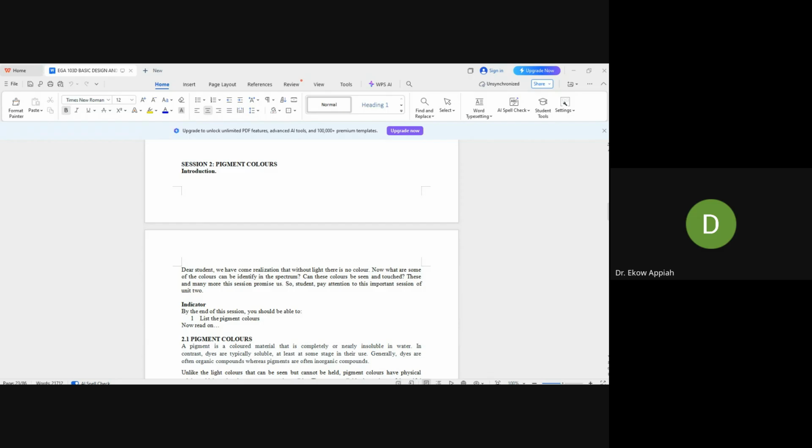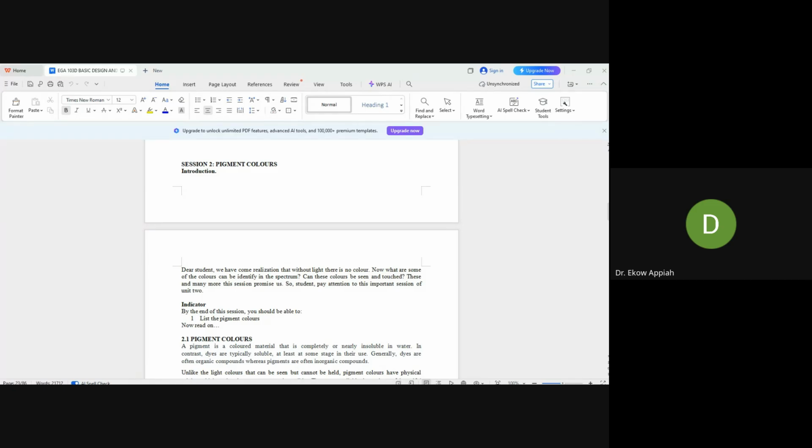Now, in color, we have grouped them into different categories. We have primary pigmented colors, secondary pigmented colors, and tertiary pigmented colors. So let's first start with primary pigmented colors. What are some examples of primary pigmented colors? Red, yellow, and blue. So we have red, yellow, and blue.